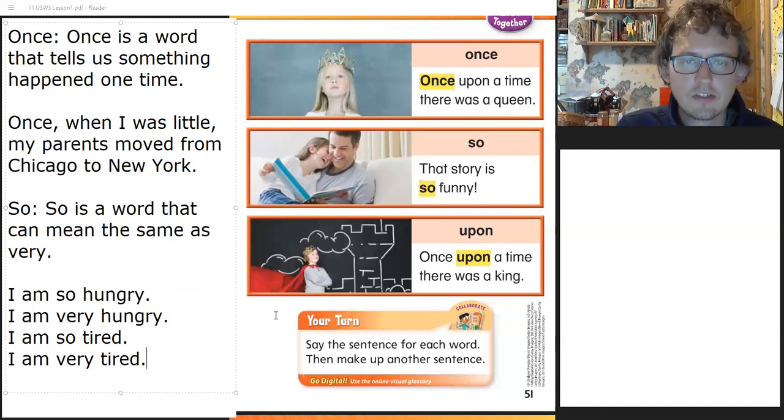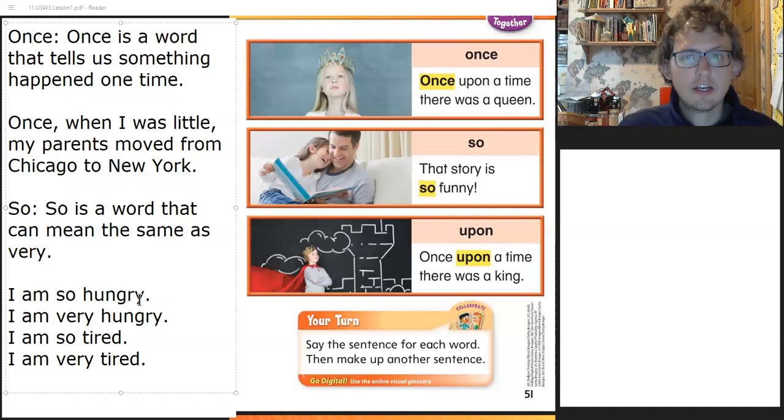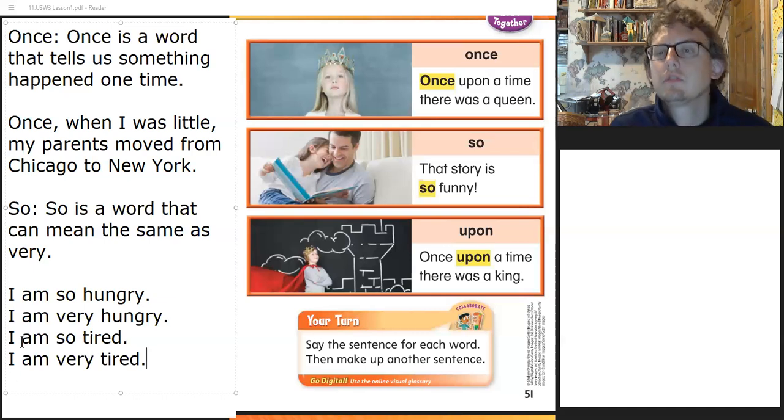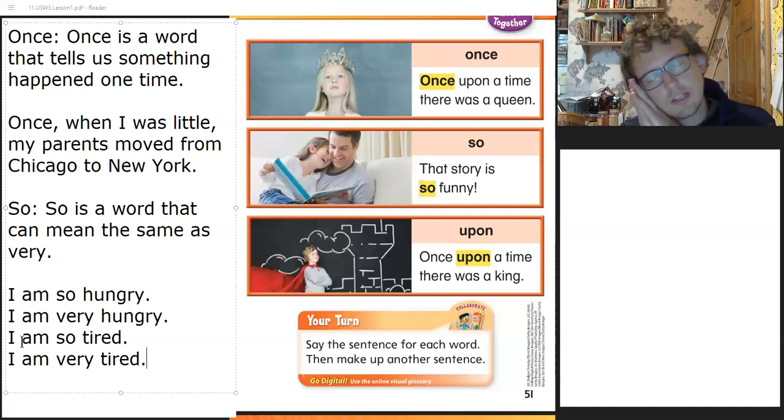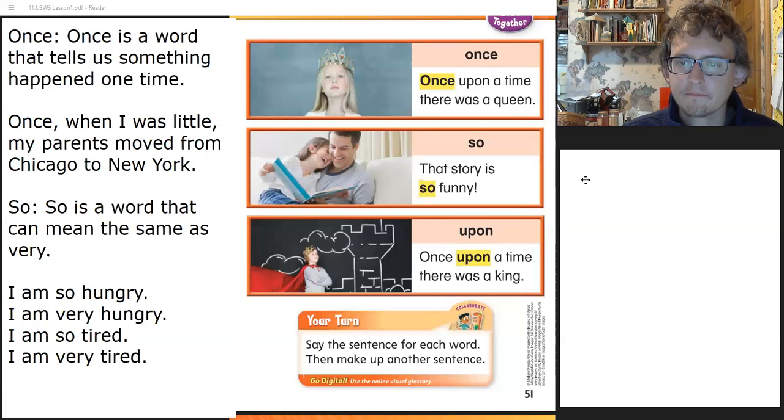Okay, so the word so is a word to put emphasis on the word that comes after it. So if you are so hungry, that means you're, oh, so hungry, right? Or if you are so tired, that means you're, oh, I'm so tired. Oh, I just want to sleep. Okay, good. Now let's go to the next word.